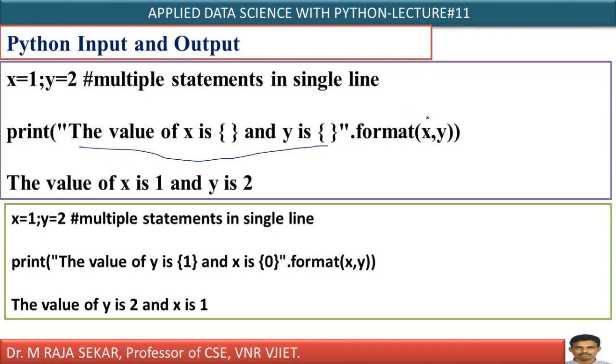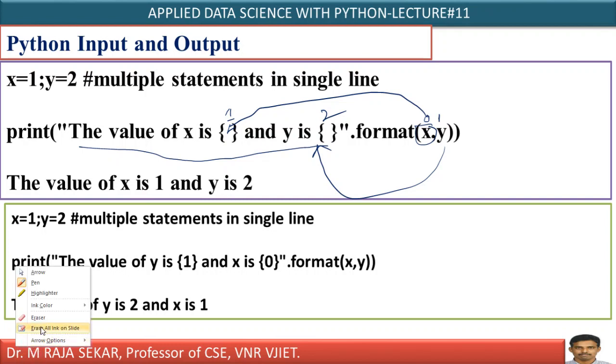This one is 0 argument, this is 1 argument. The 0th argument will display here and the 1 argument will display here. What does it mean? What is the value of x? X value is 1. That number 1 will get displayed here. What is y value? Y value is 2. That number 2 will get displayed here. Therefore, the value of x is 1 and y is 2.